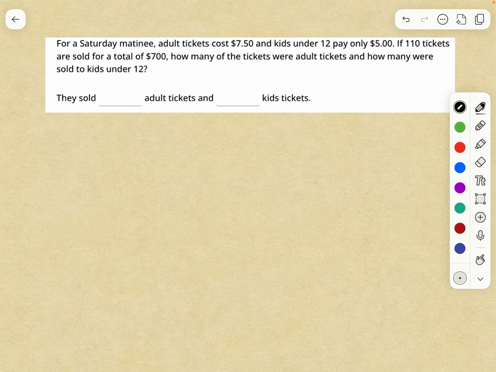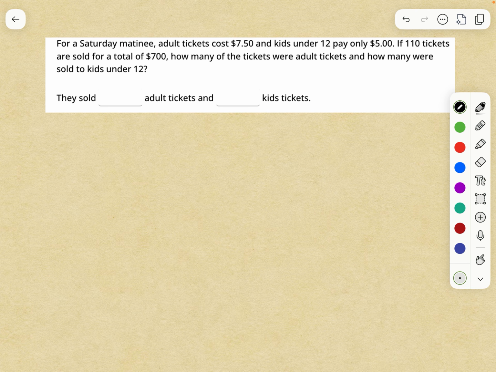This problem says for a Saturday matinee, adult tickets cost $7.50 and kids under 12 pay only $5. If 110 tickets are sold for a total of $700, how many of the tickets were adult tickets and how many were sold to kids under 12?